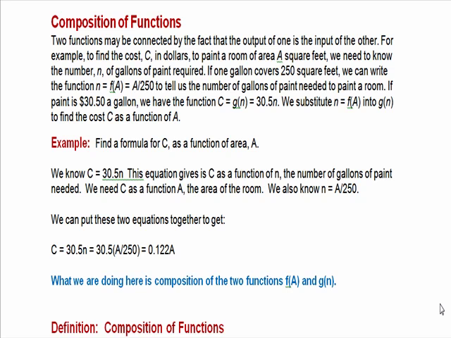If I do a little arithmetic with my calculator, 30.5 over 250, I end up getting 0.122, and so c becomes 0.122a. It didn't necessarily look like this for those of you who remember doing composition, but what we actually have done here is the composition of two functions.